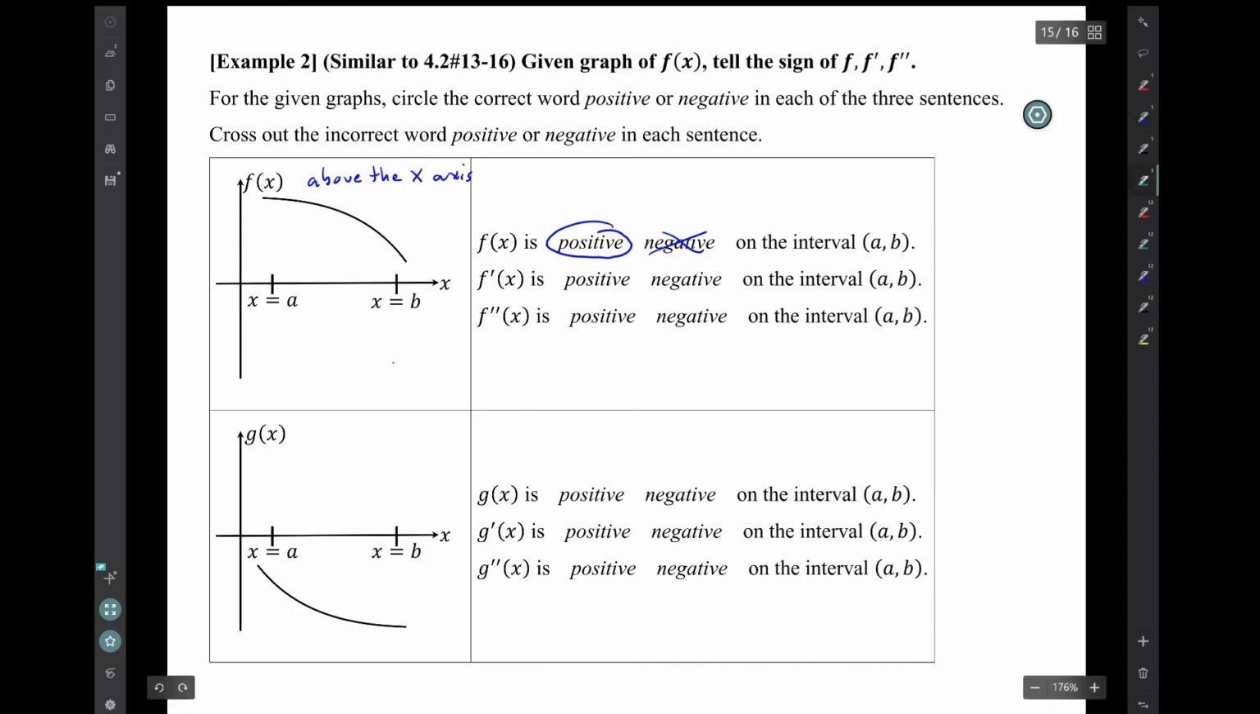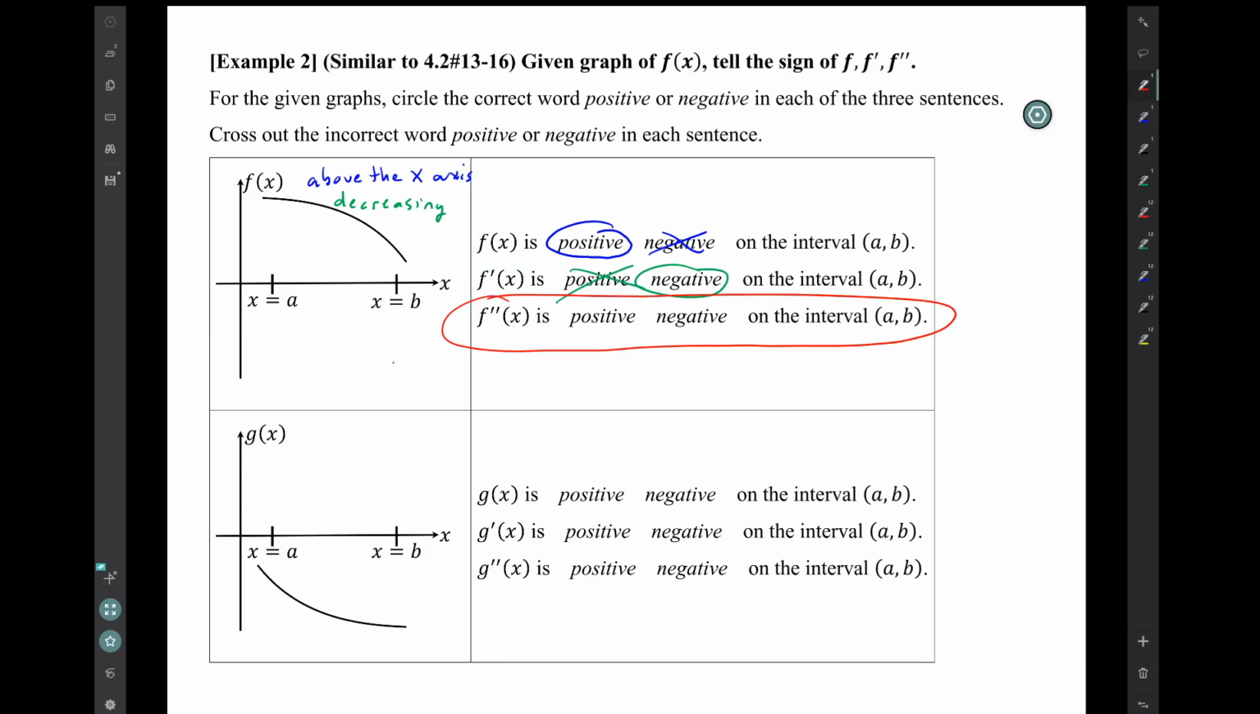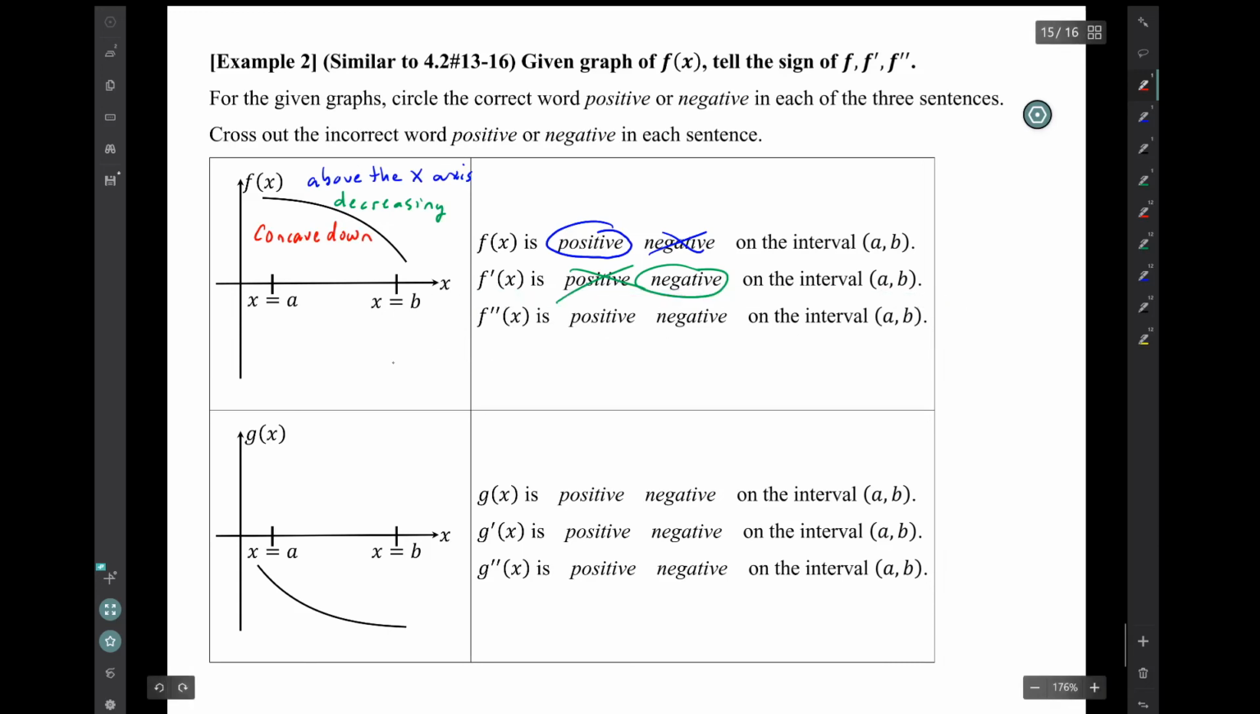So the fact that f is above the x-axis tells us that f of x is positive. Now the second sentence, f prime is positive or negative on the interval. Well, f prime being positive or negative corresponds to f being increasing or decreasing. We can see that f is decreasing, so that tells us that f prime is negative. Now the third sentence, we have to choose whether f double prime is positive or negative on the interval. Well, the sign of f double prime corresponds to the concavity behavior of f. f is concave down, so that tells us that f double prime is negative.